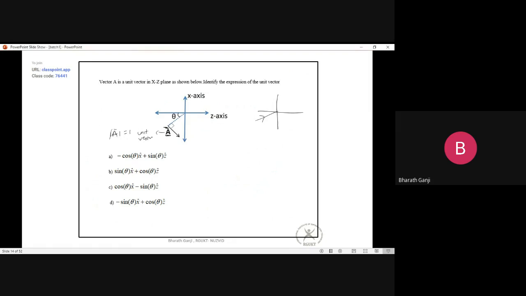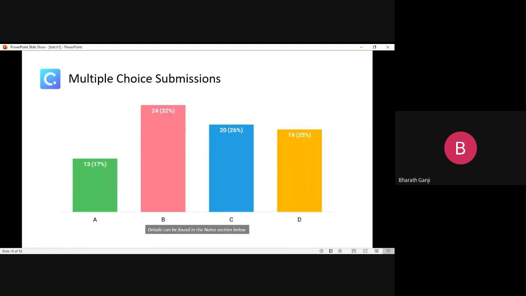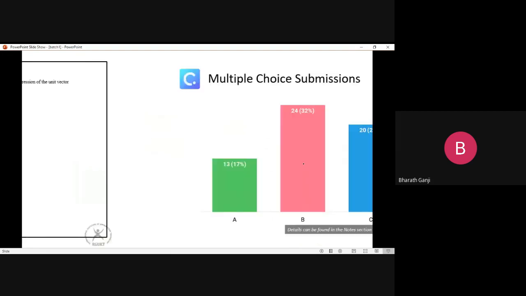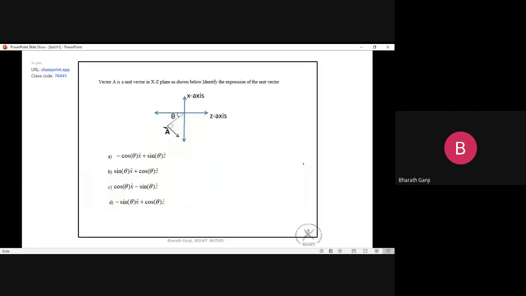Maybe I can show you the results. So I can see that option A is chosen by 13 people, B was chosen by 24, C by 20, and D by 19 people. So that is the scenario. I can see that the majority of you went with option B. Okay, so let me reveal the answer, but first let me try to solve it.